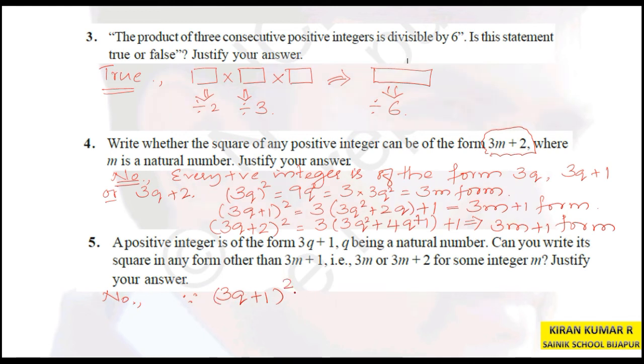The reason is, if you consider the number as 3q plus 1 form, and take the square of that number, this will become 9q square plus 6q plus 1. You can take 3 common in the first two terms. It becomes 3 times (3q square plus 2q) added to 1, which is 3m plus 1 form, where m is some positive integer. Therefore, the square is not in 3m or 3m plus 2 format for some integer m.